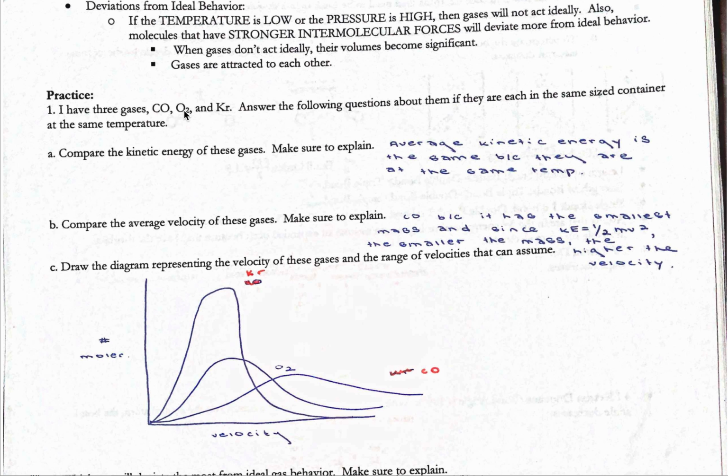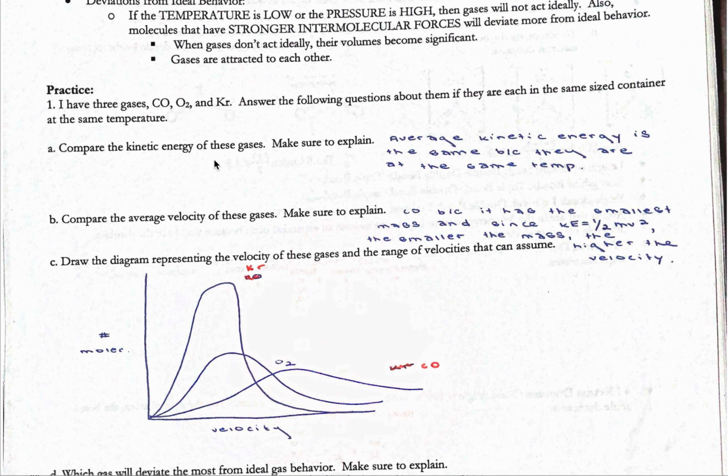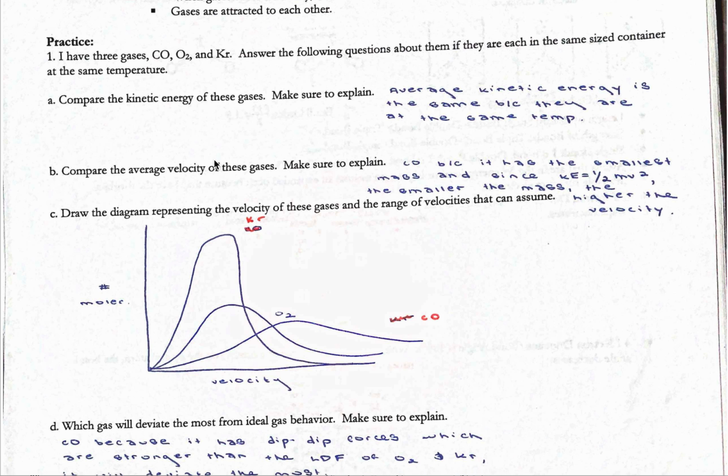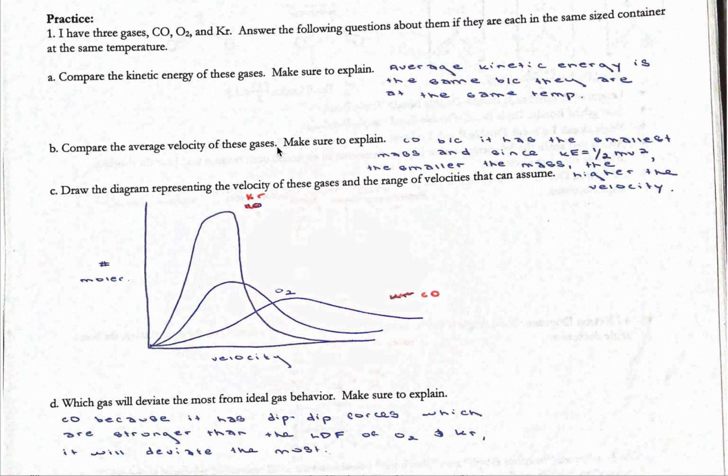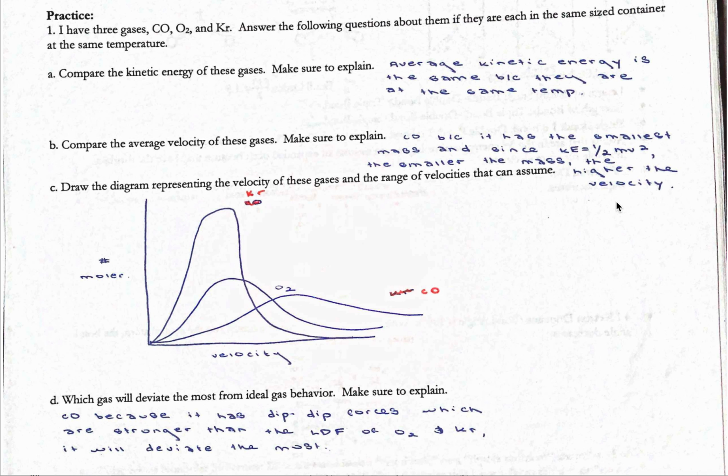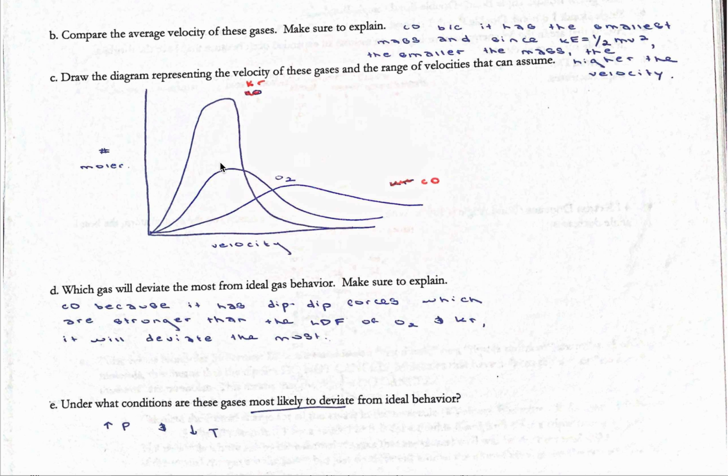Okay, so here I give you 3 different gases. It says compare the kinetic energy. Well, since they're all at the same temperature, they're all going to have the same kinetic energy. Then it says compare the average velocity. Well, since CO has the smallest mass compared to the rest of them, it is going to have the highest velocity. I asked you to create a Maxwell-Boltzmann diagram here. Keep in mind, since krypton has the highest mass, it's going to have the slowest average velocity, while oxygen is going to be the next, followed by carbon monoxide. So just make sure the peaks are getting shorter, wider, and then the average is increasing as you get a smaller particle.